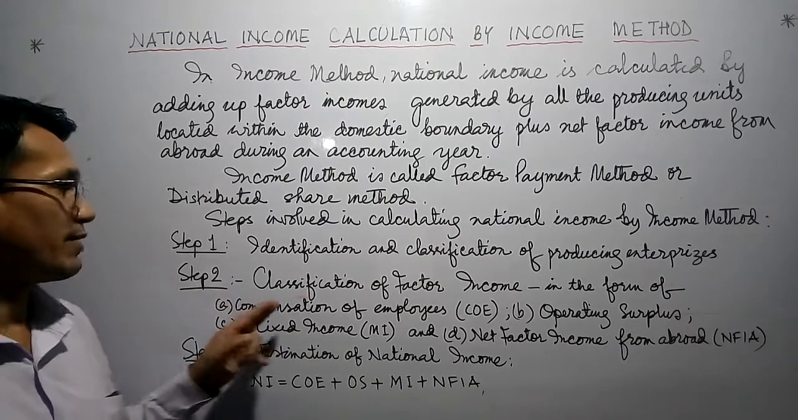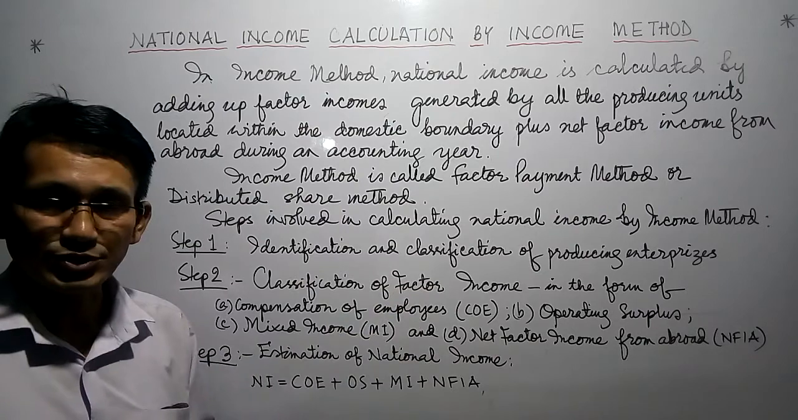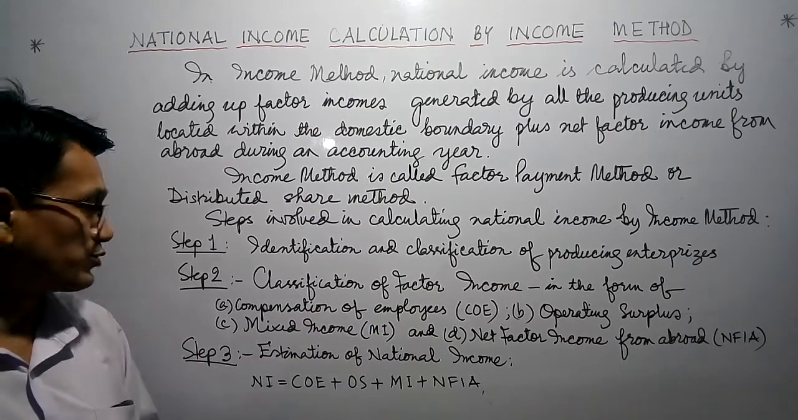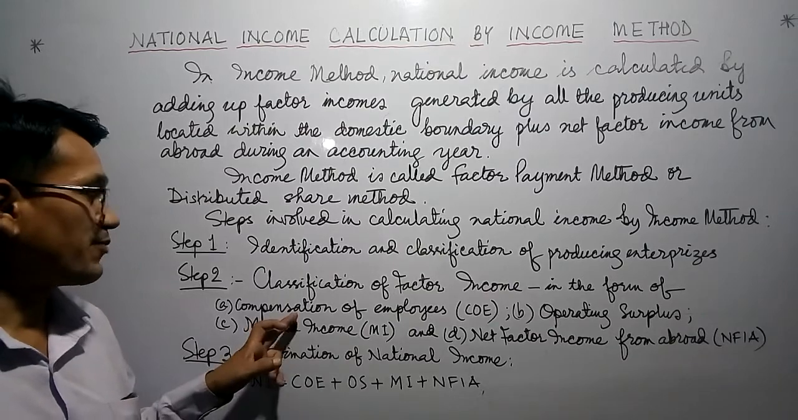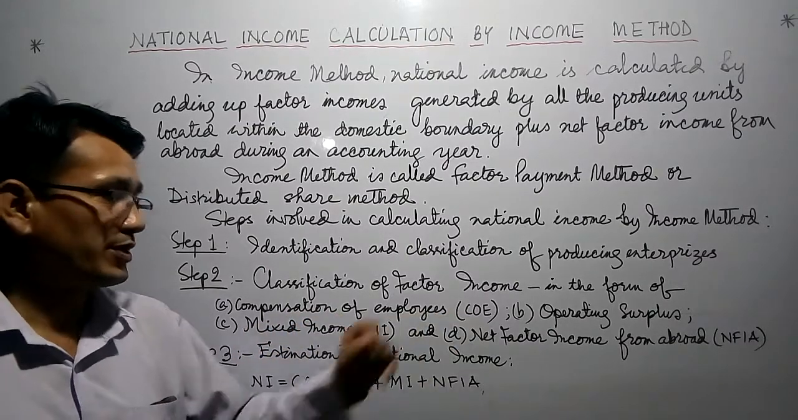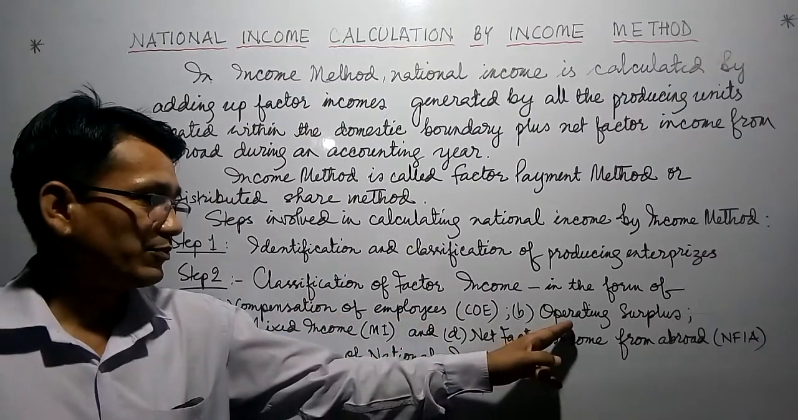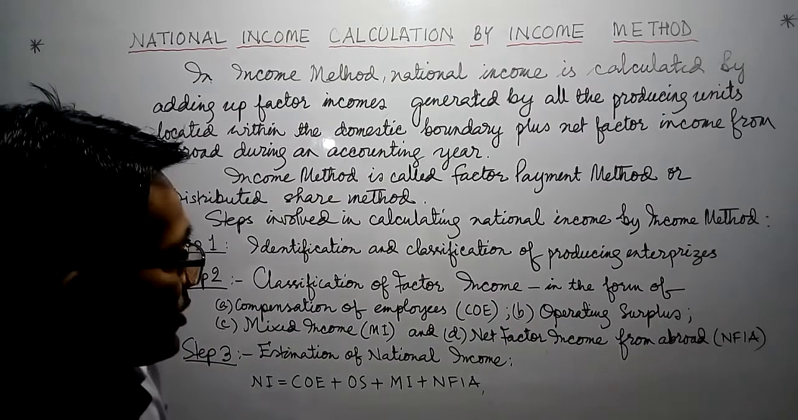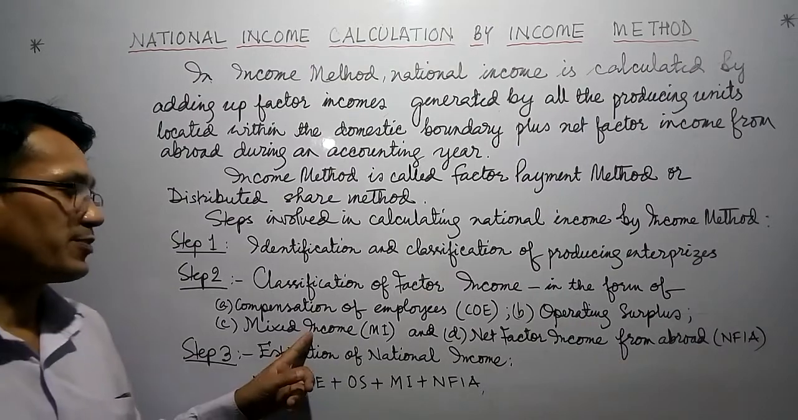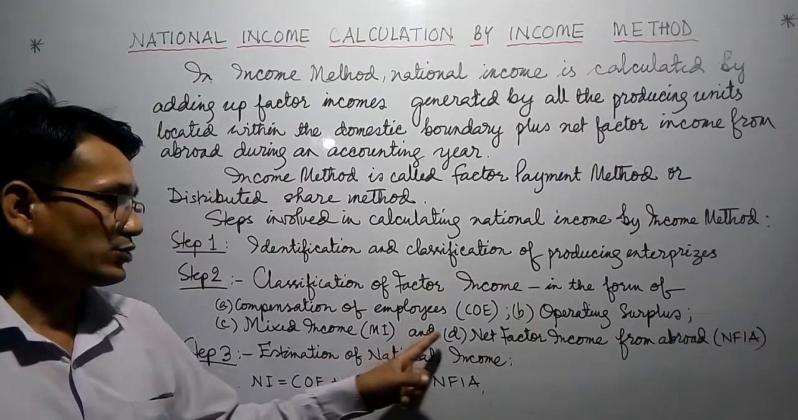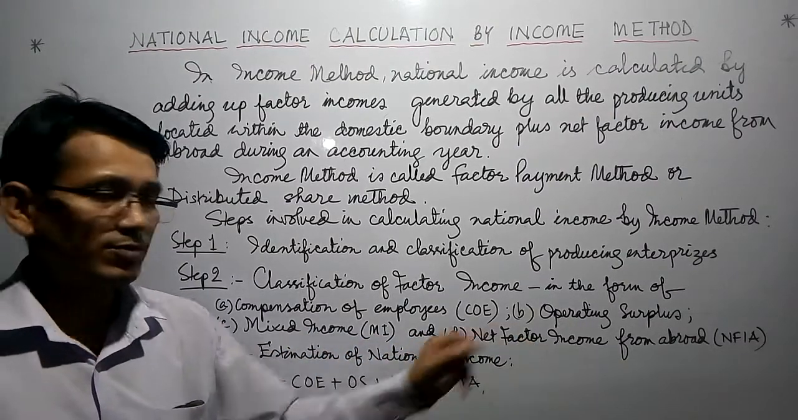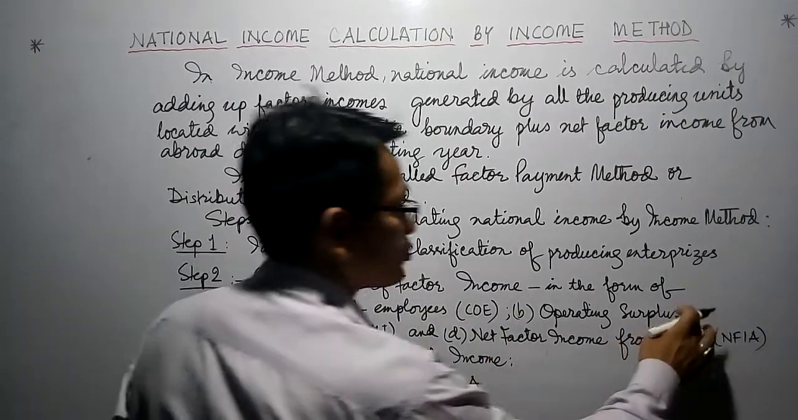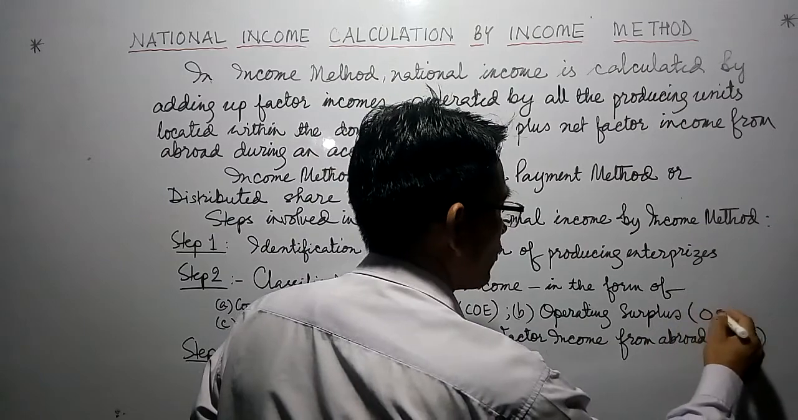Step number two is the classification of the factor incomes. Factor incomes are found in four forms. Those are compensation to employees, in short COE. Then number two, operating surplus, in short OS. Then mixed income, represented by MI, and the last one, net factor income from abroad. We have been using this one.